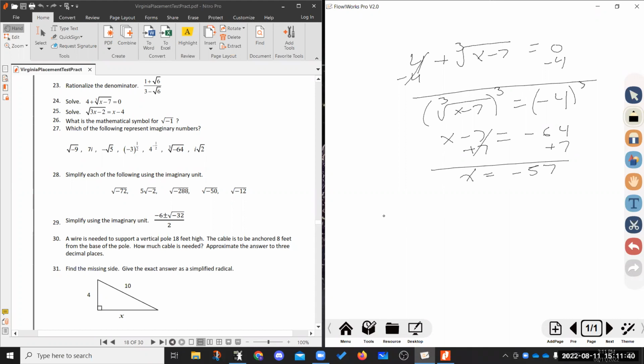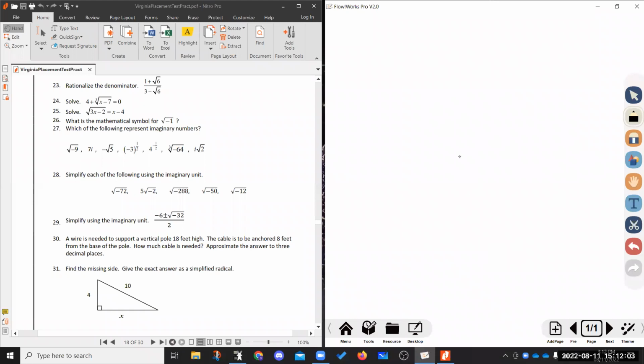Go ahead and check your answer. 4 plus the cube root of -57 minus 7. Is that equal to 0? 4 plus the cube root of negative 64. 4 minus 4. Yes, 0 is equal to 0. We're in good shape there.